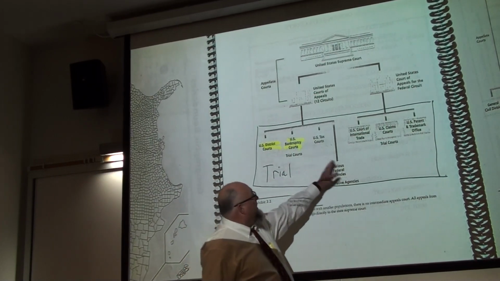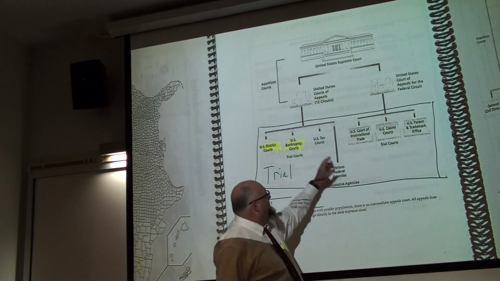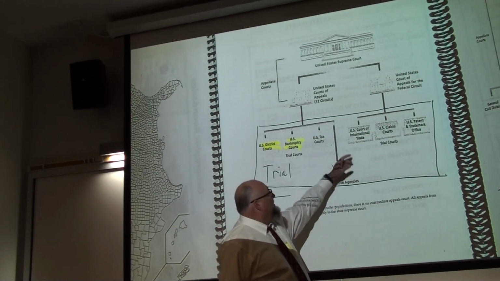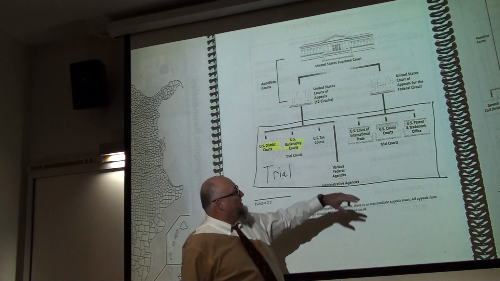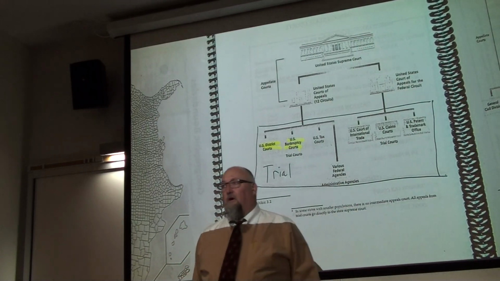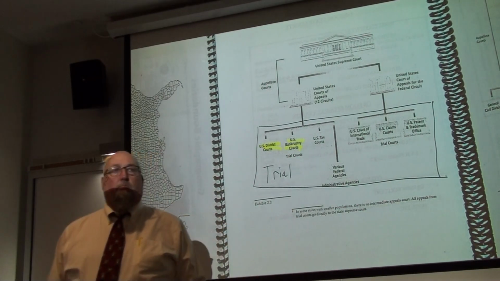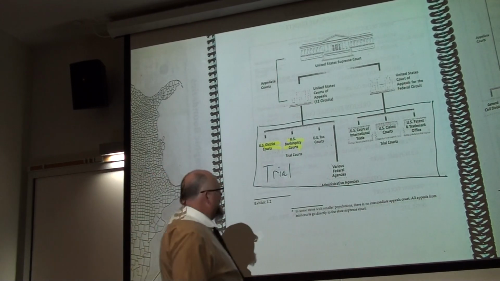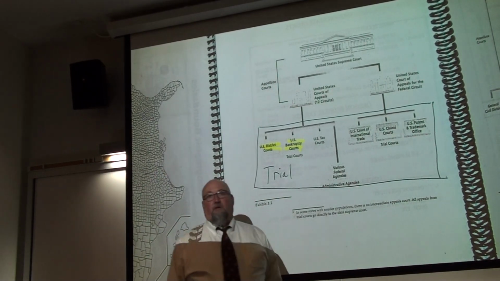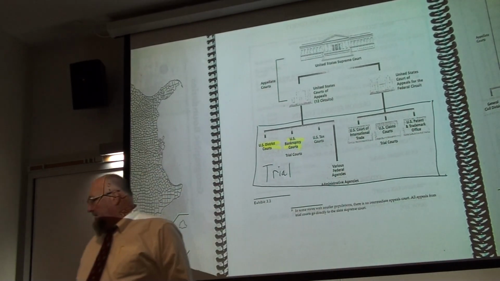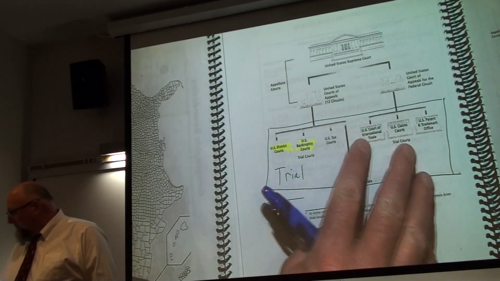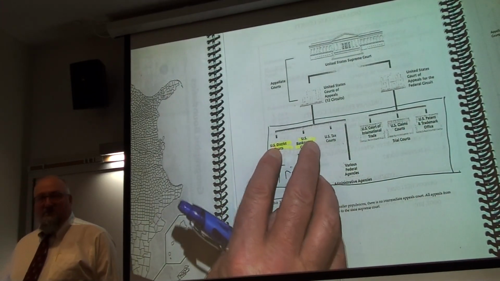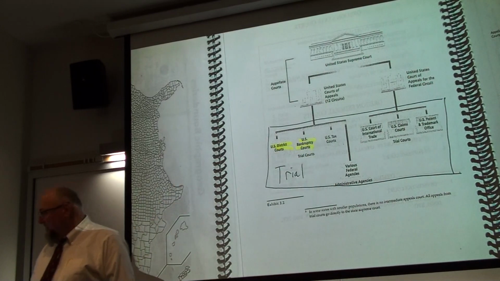Now we have other trial courts: U.S. Tax Court, Court of International Trade, U.S. Claims Court, and the U.S. Patent and Trademark Office has a form of a court process. And then various agencies have their own internal administrative courts. You don't really need to know about those. The two I want you to know about are the U.S. District Court and the bankruptcy court.